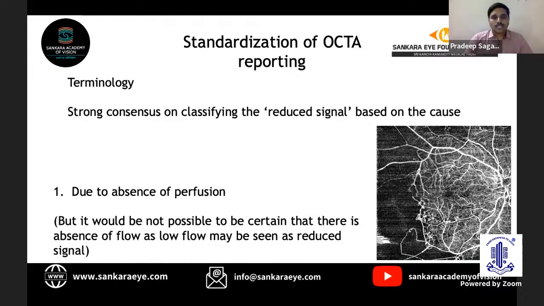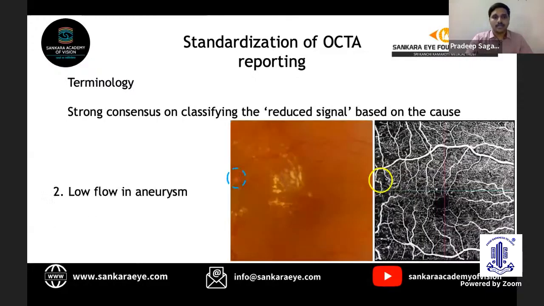So there was a strong consensus on classifying the reduced signal on OCTA based on the cause. For example, it can be due to absence of perfusion, as we can see over here. But we have to understand that it would not be possible to be certain that it is definitely an absence of flow, as even a low flow may be seen as a reduced signal on OCTA.